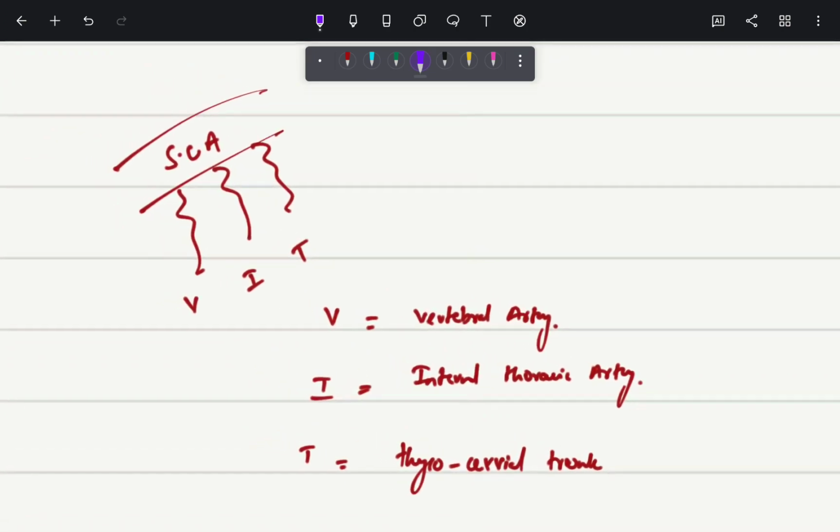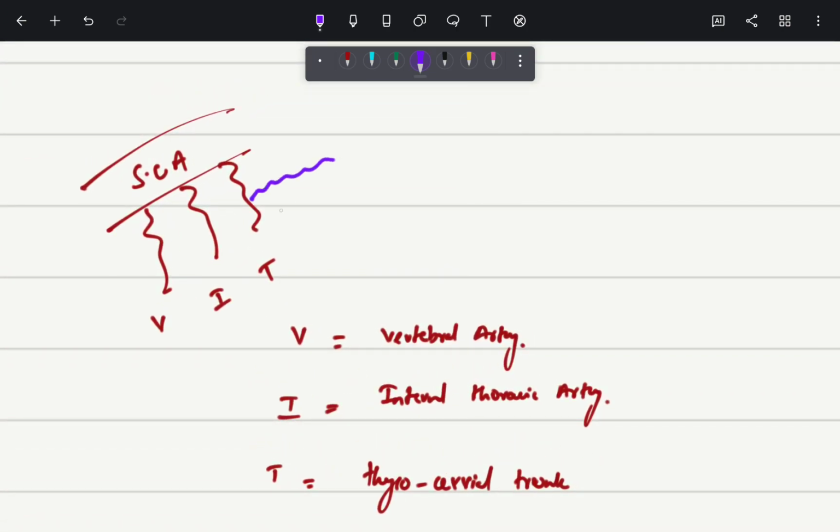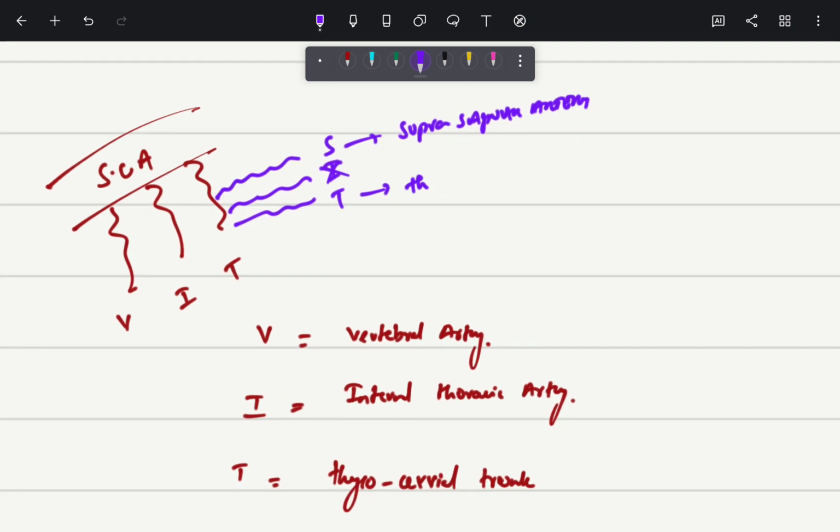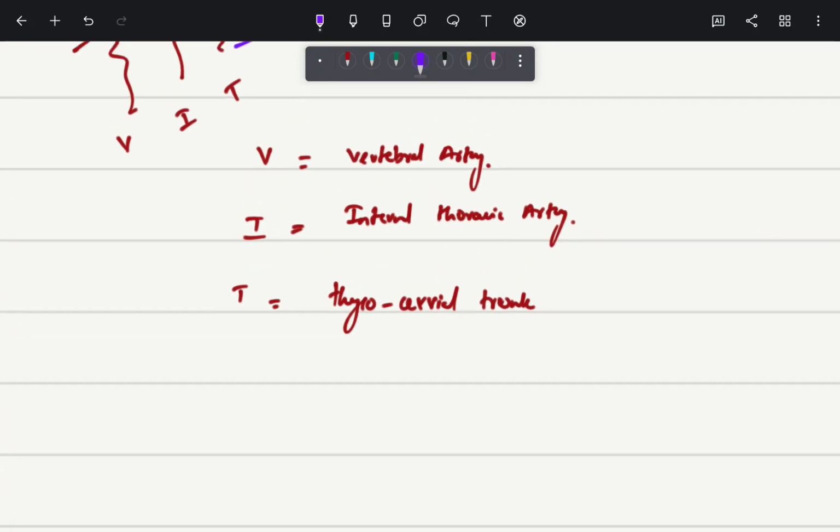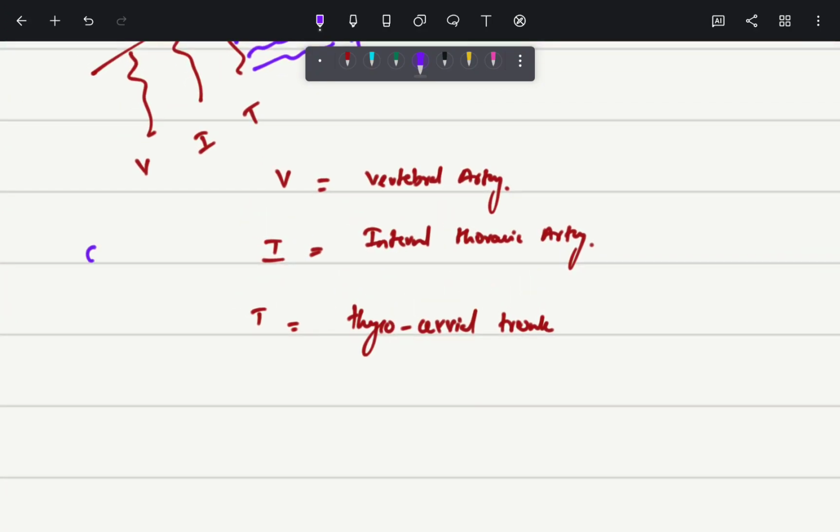Again, from the thyrocervical trunk we are going to form mainly 3 branches. We will name these 3 branches as your SIT branches. S stands for suprascapular artery, and I stands for nothing, it's just the mnemonic, and T stands for the transverse scapular artery.